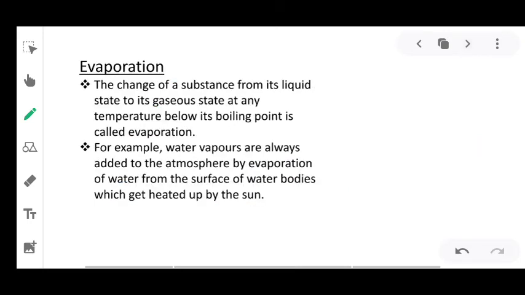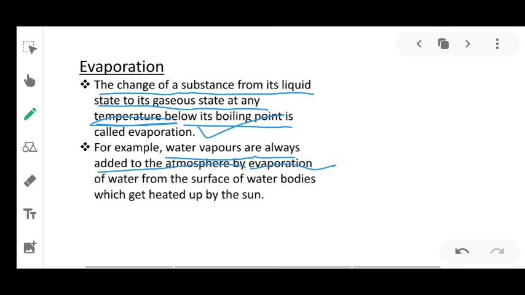Next, evaporation. The change of a substance from its liquid state to gaseous state at any temperature. Okay, the change of substance from its liquid state to gaseous state at any temperature below its boiling point is called evaporation. For example, water vapors are always added to the atmosphere by evaporation of water from the surface of water bodies which get heated up by the sun.